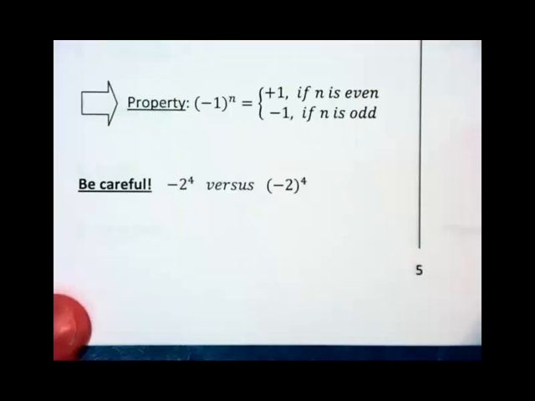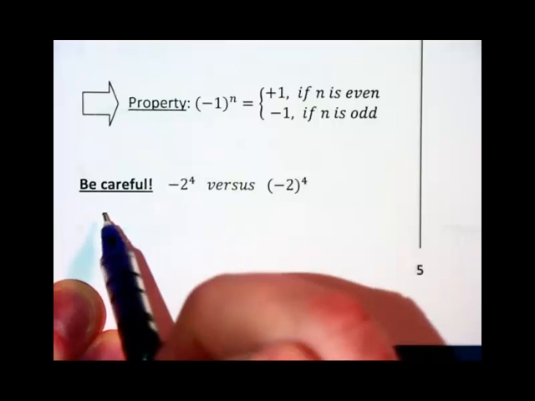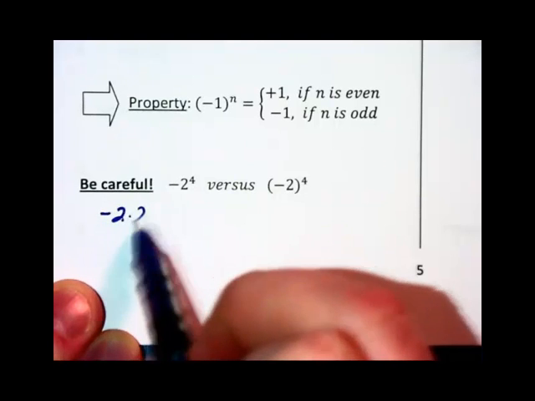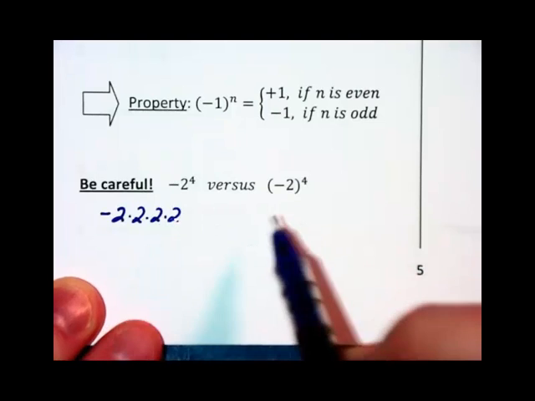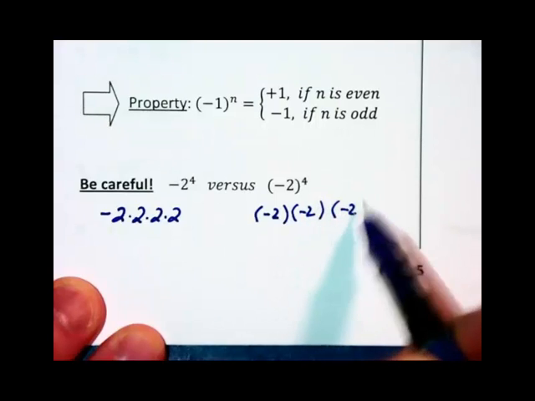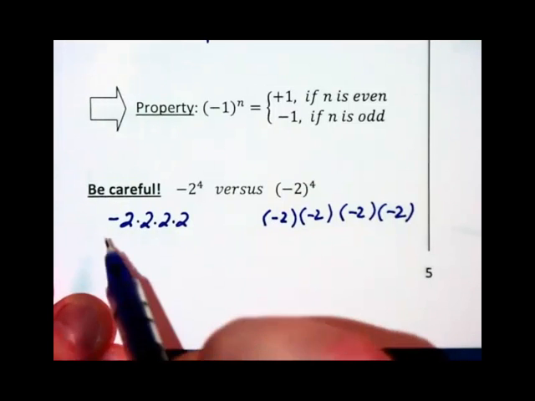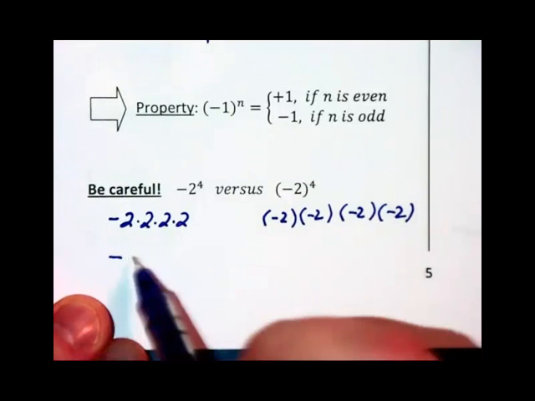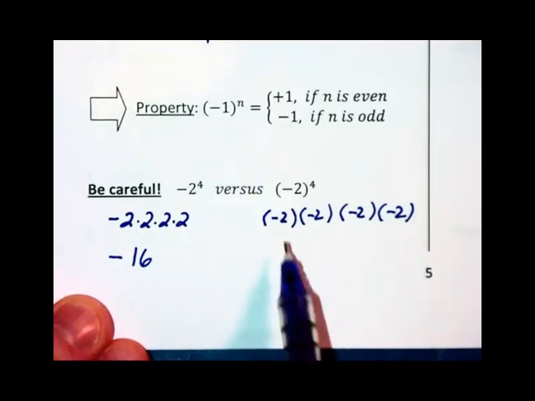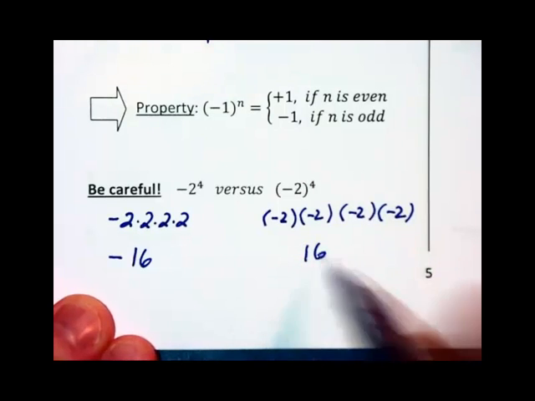Now, some people take that a little bit too far and they get messed up with this last problem that I have in this column. Be careful. When you have negative 2 to the 4th power written without parentheses, that's really negative 2 times 2 times 2 times 2. Whereas when there are parentheses, that is negative 2 times negative 2 times negative 2 times negative 2. And these give you different results. The first one is negative times all those 2's together to get negative 16. And in this second case, there are 4 negatives altogether, meaning you get positive 16.